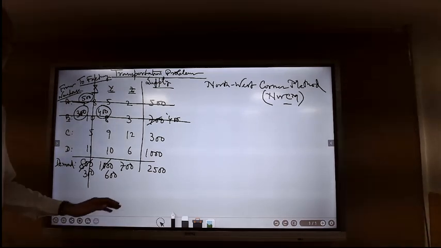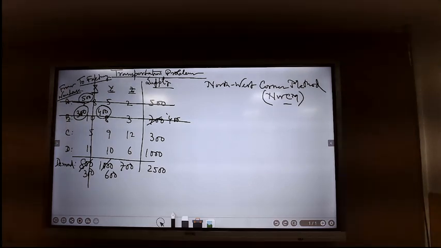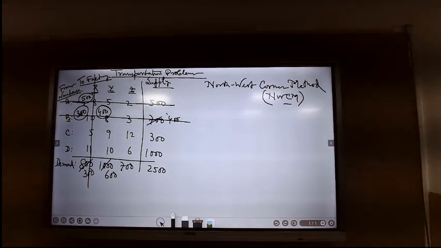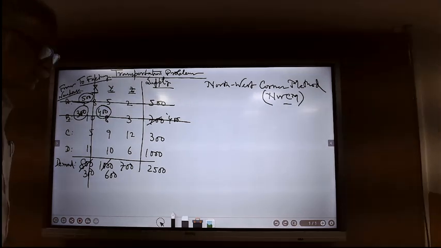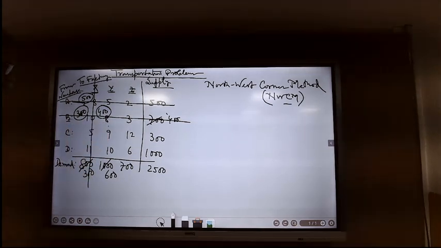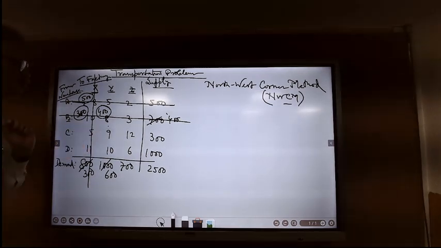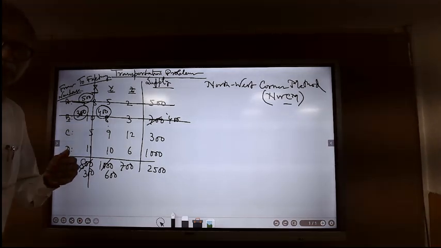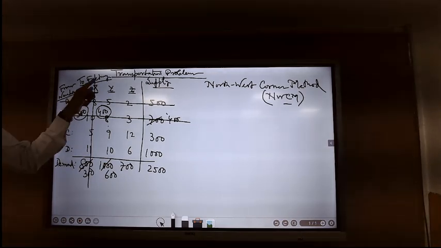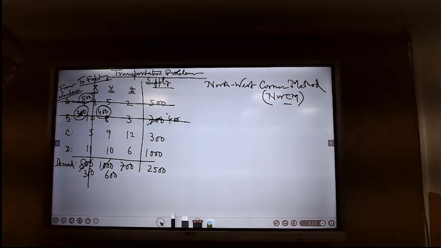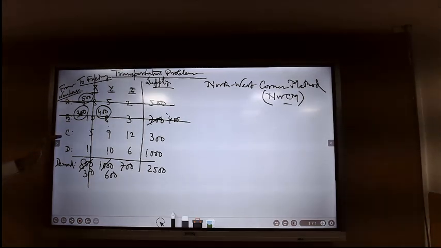Now the matrix is reduced to a 2 by 2 matrix. Which one is the northwest corner cell? This one, 9. Once we select 9, it means we are willing to dispatch materials from warehouse C to factory Y.